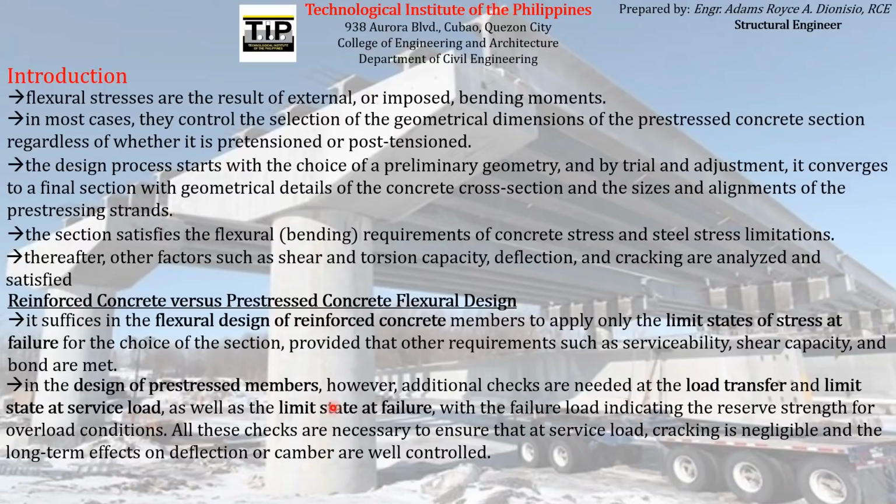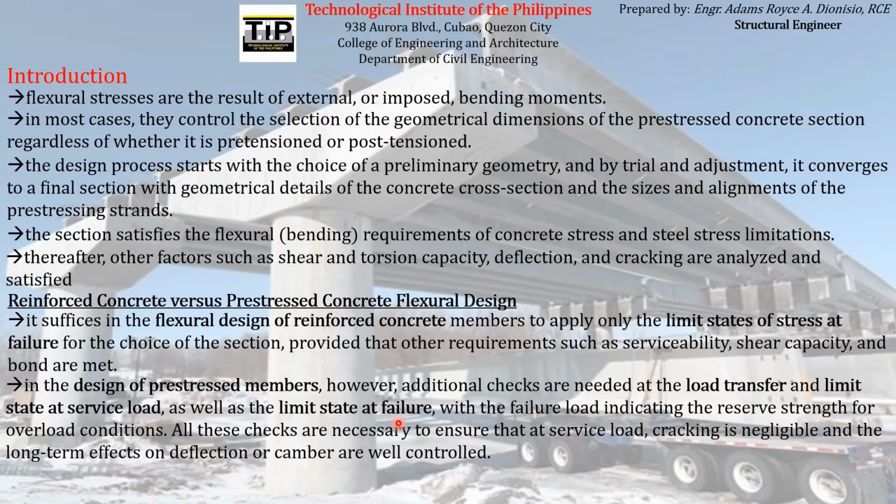And then ultimately, the pre-stressed member must also satisfy the limit state at failure, wherein it must not experience yielding with respect to the steel reinforcement or the pre-stressing reinforcement. Actually, the limit state at failure design of pre-stressed concrete members is somewhat similar to the design of reinforced concrete members at the limit state of stress at failure. So usually they have a similar procedure, similar formulas for the design at failure, or what we call the ultimate strength design.